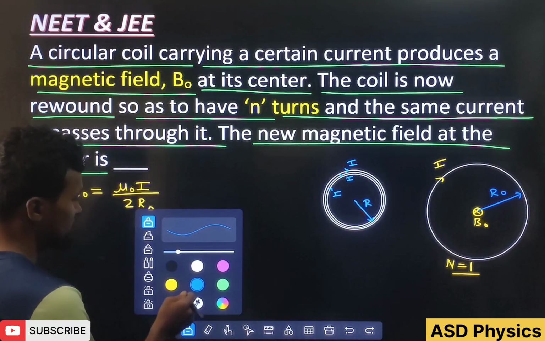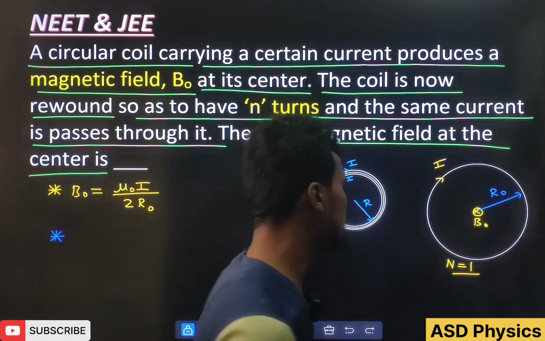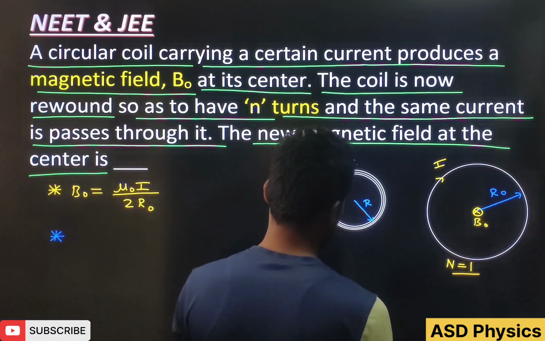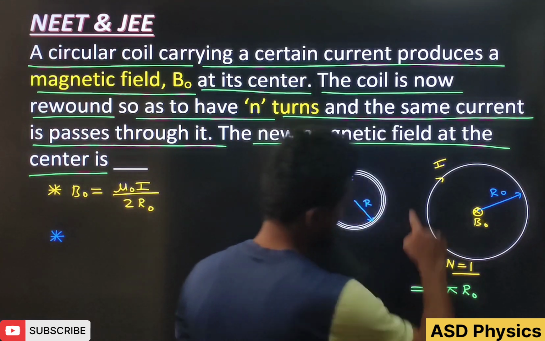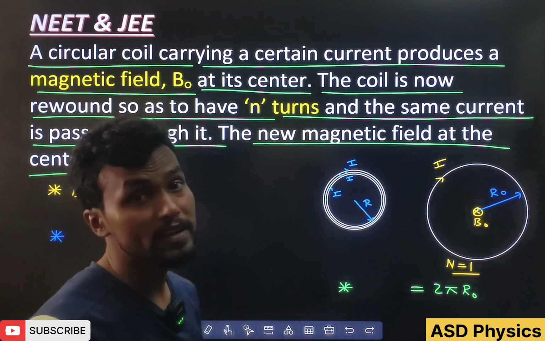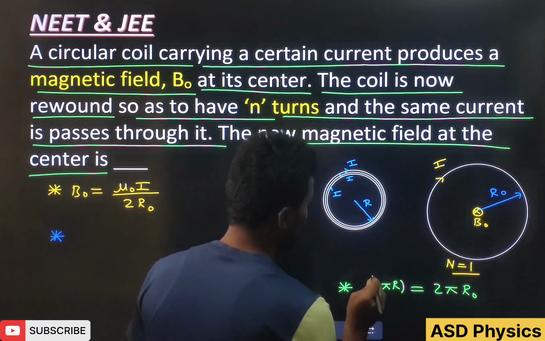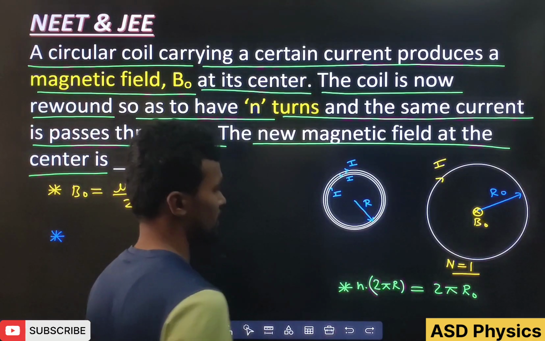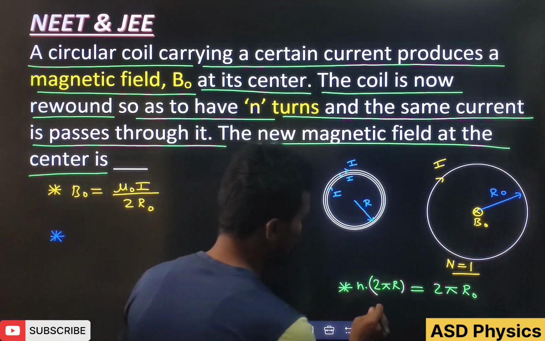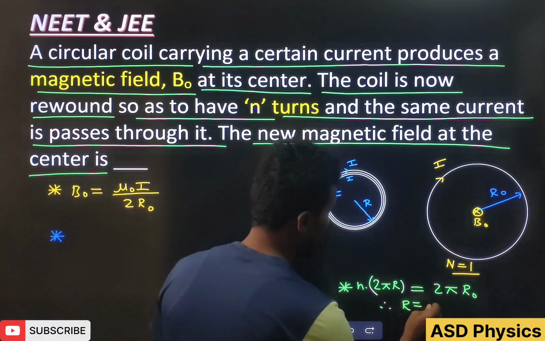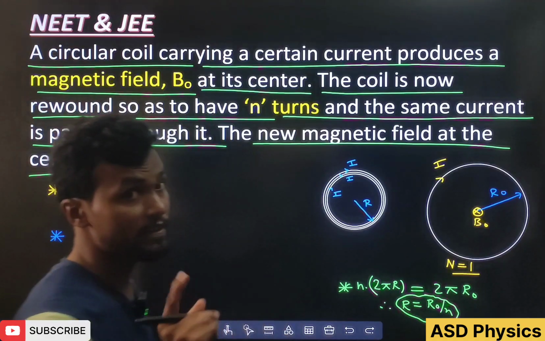But remember, students, in both situations the length of the wire is fixed. So how much is the length of the wire here? It is 2 pi r naught, because of the circumference. Due to one turn, it is 2 pi r, and like that, n turns are there. So we can write n into 2 pi r as the length of the wire, and here 2 pi r naught. So we can write r equal to r naught by n. Very, very important, because the length of the wire is fixed.